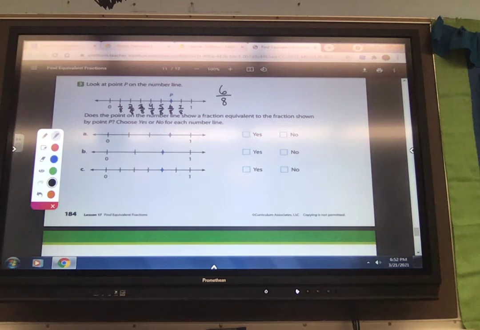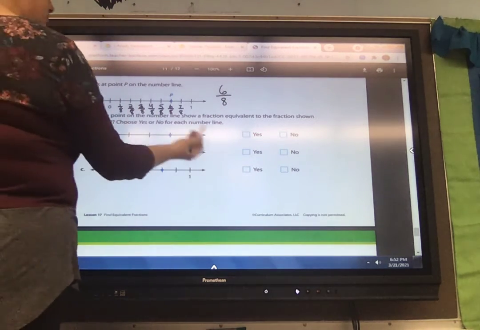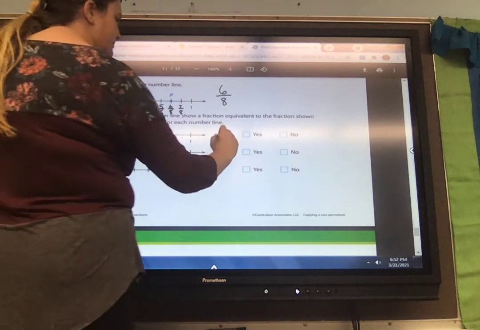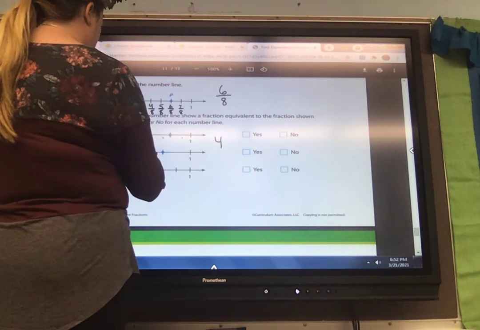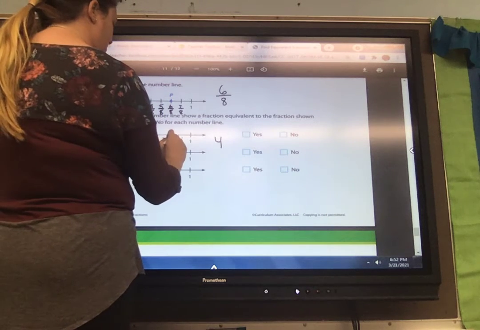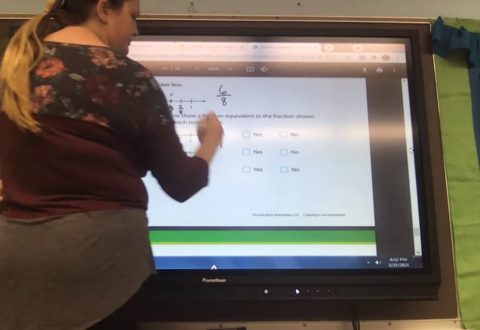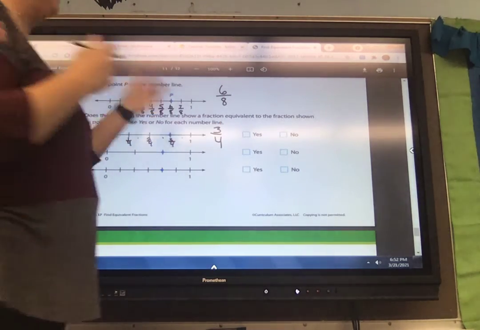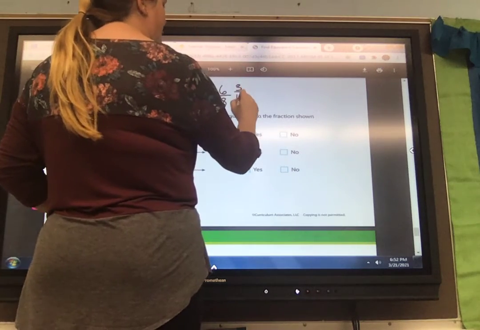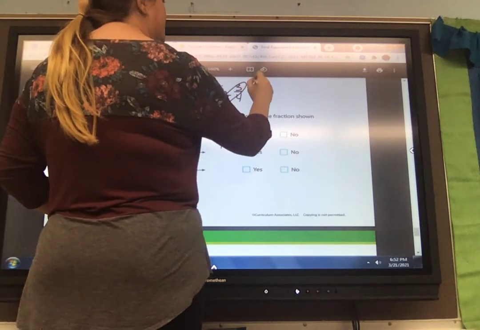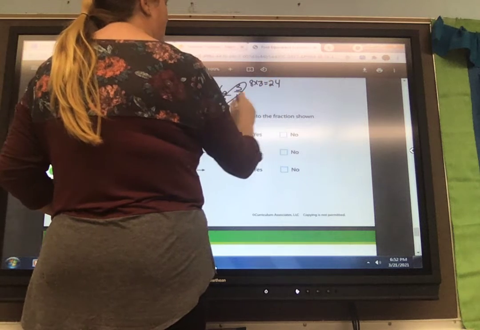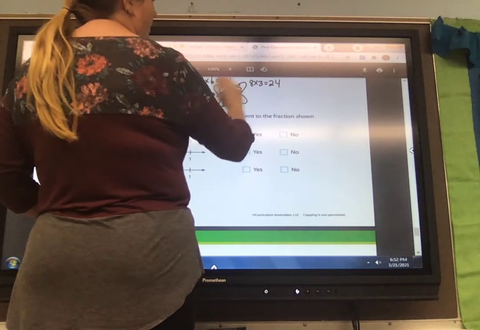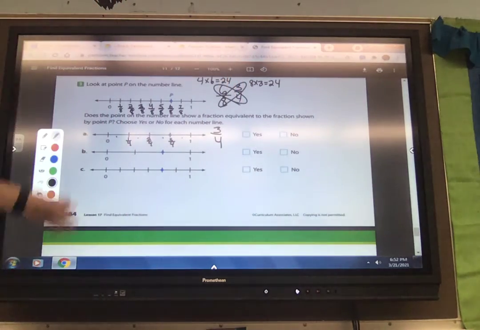Now I've got to find something equivalent. So let's check on A. A has 1, 2, 3, 4 parts. And they're on 1/4, 2/4, 3/4. So is 3/4 and 6/8 equivalent? Let's butterfly and see. Bottom up, 8 times 3 is 24. Bottom up, 4 times 6 is also 24. They both equal 24, so yes.